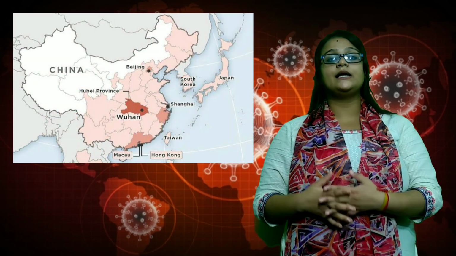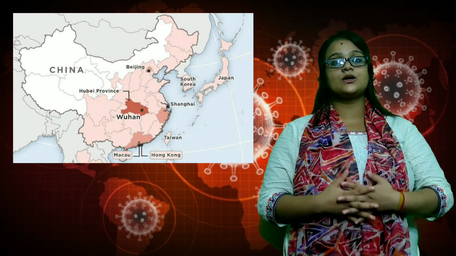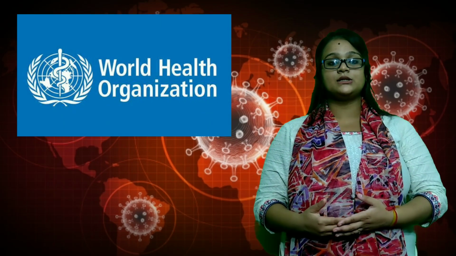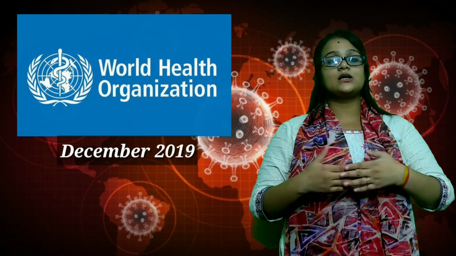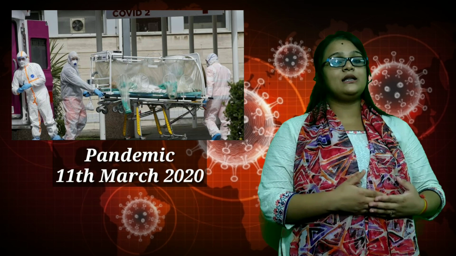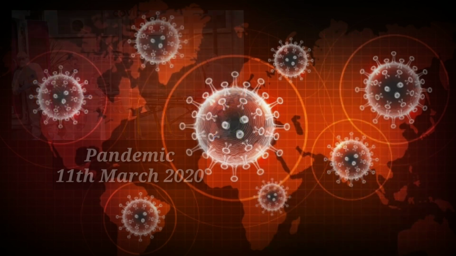The city of Wuhan in China was the first epicenter of COVID. The novel coronavirus disease 2019 outbreak was first reported to the World Health Organization in late December as a cluster of pneumonia with unknown etiology in the city of Wuhan. The WHO declared the outbreak a public health emergency of international concern on 30th January 2020 and a pandemic on 11th March 2020.